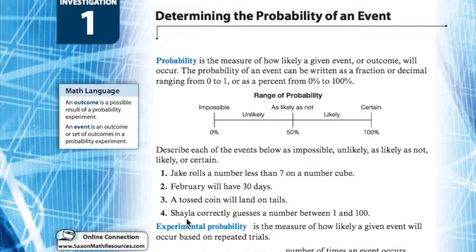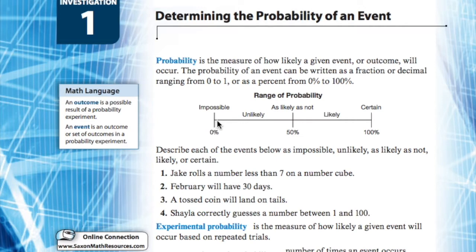And then number 4, Shayla correctly guesses a number between 1 and 100. Well, the probability of that happening is 1 out of 100. If you had to put that as a percentage, 1 out of 100 is actually 1%, so you're way down here as unlikely. Not quite impossible, but very unlikely that if I picked a number, you would guess it out of 100. Maybe if you knew Mr. Shane and could guess his favorite number, then you would have a higher likelihood of guessing that. But in this case, 1 out of 100 is a very low chance.